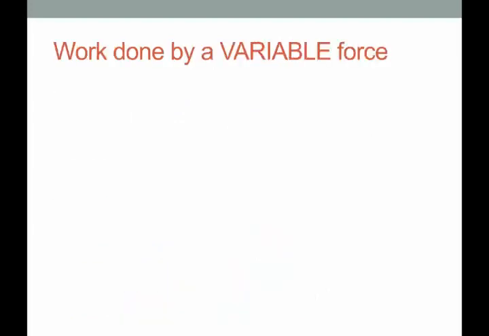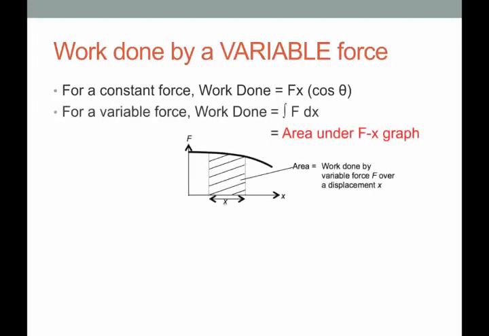Now we consider the work done by a variable force. For a constant force, the work done is given by the product of the force and the displacement and the cosine of the angle theta. For a variable force, the work done is the integral of the force times a small change in x, delta x, which is equivalent to the area under the F-x graph.